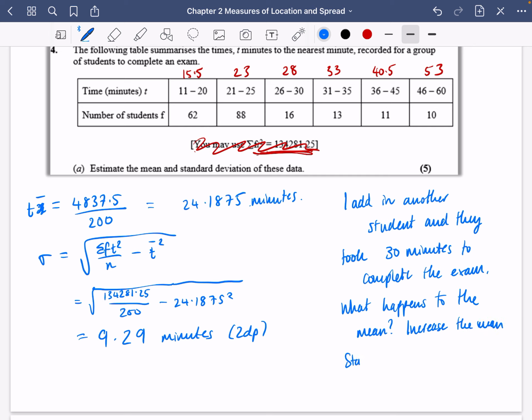What happens to the standard deviation? Well, the standard deviation is 9, and 30 is less than 9 away from 24. So it is less than 1 standard deviation away from the mean. So because 30 is less than 1 standard deviation from the mean, it will decrease.